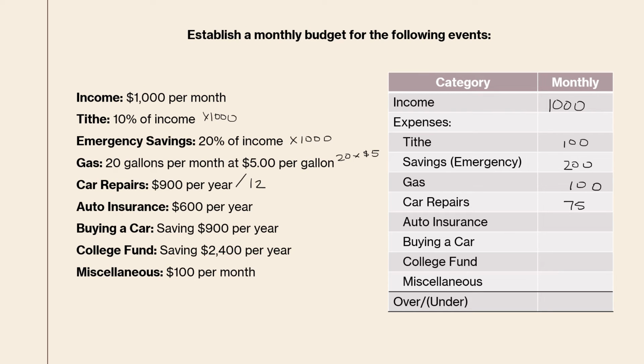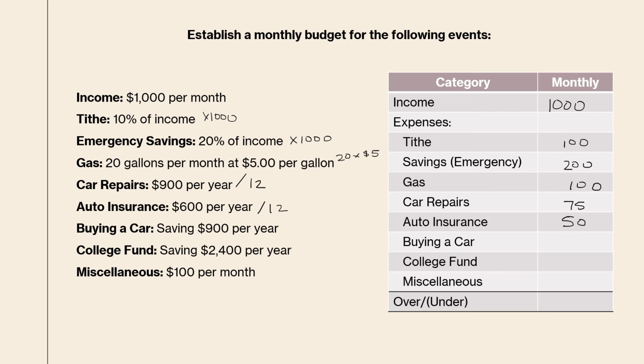Auto insurance, same thing. Maybe you've already paid for auto insurance, or maybe you haven't, but you need to estimate it. We're going to estimate it on a yearly basis instead of a monthly basis, because I pay mine per the year, so that's why I'm using that as my example. I'm going to take the $600 and I'm going to divide that by 12. So I know to set aside $50 a month to pay for my auto insurance.